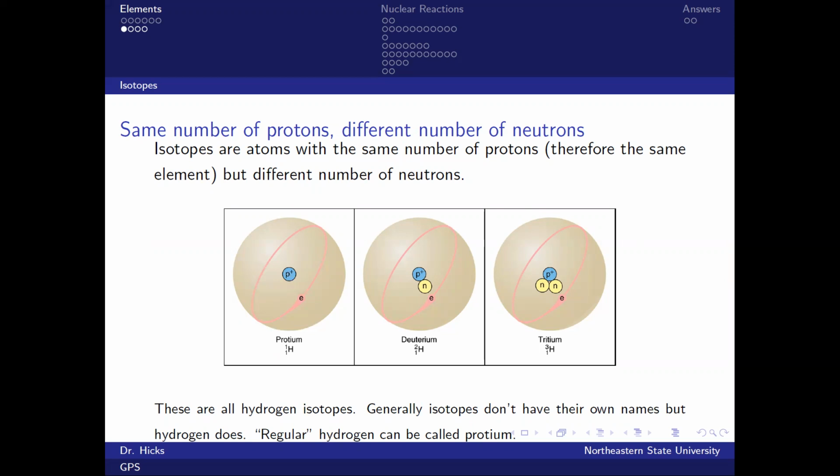Deuterium is an isotope of hydrogen that has an extra neutron. You can see down here, its symbol has 1 for the atomic number, but now the atomic mass is 2, because there's 2 things in the nucleus. Tritium is also an isotope of hydrogen because it just has 1 proton, but because it has 2 extra neutrons, its symbol is 1,3 hydrogen. So usually these isotopes don't have their own name, but for some they do, like hydrogen.